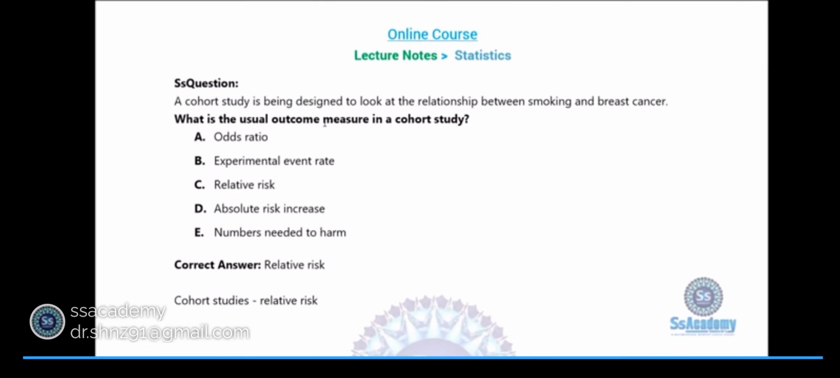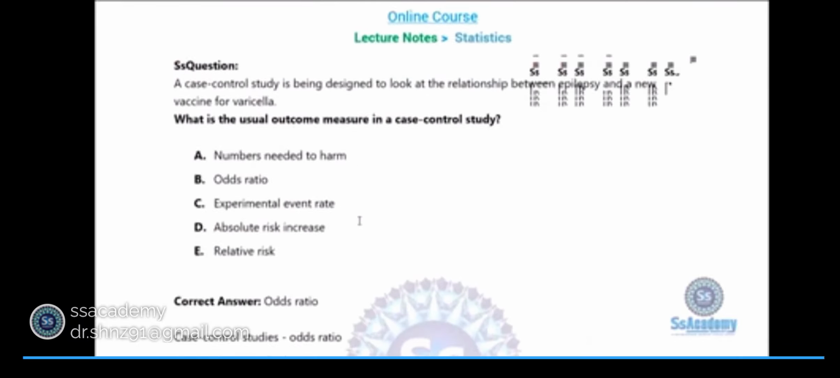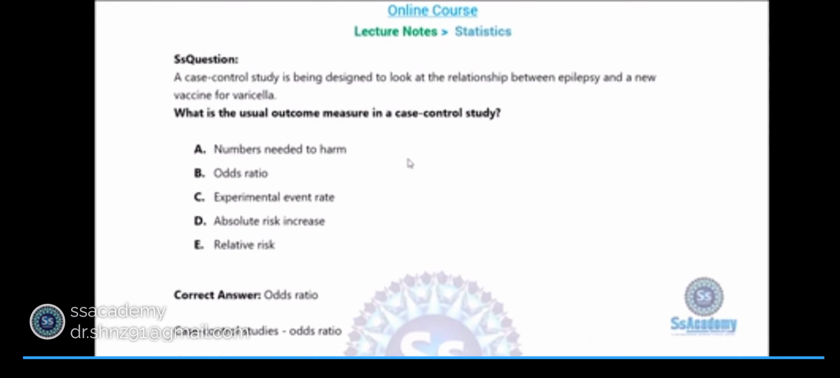What is the usual outcome measure of the cohort study? So the cohort study gives a relative risk. Look at the ratio, for example smoking and breast cancer. Cohort study is a relative risk. Cohort is a relative risk, in the box. And once again, the case control study, that's how I remember it, the odds ratio. Case control study is an odds ratio.